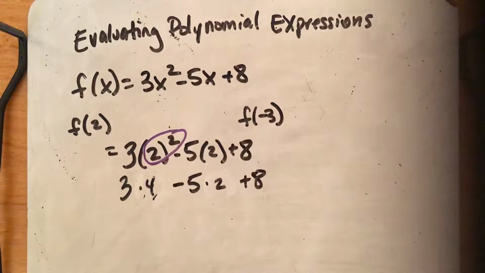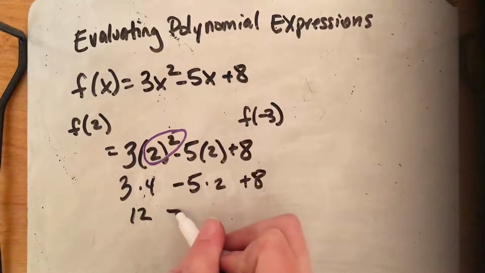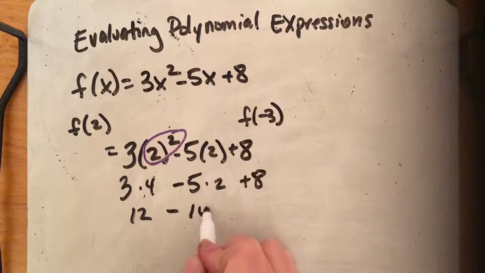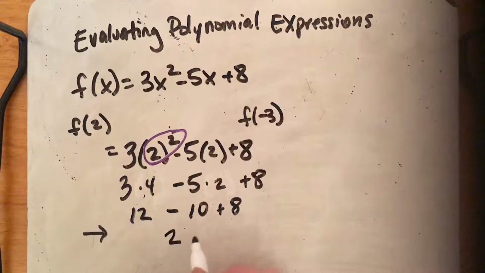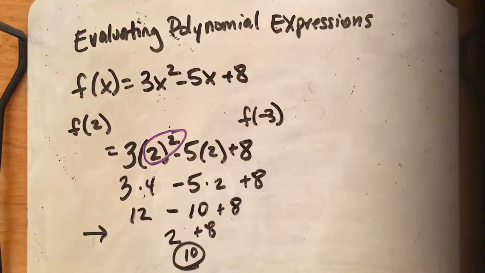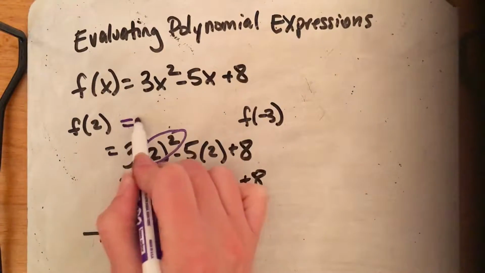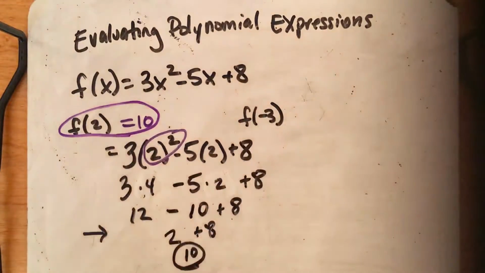Okay. So next is multiplication in my order of operations. So 3 times 4 is 12, minus sign, 5 times 2 is 10, plus 8. So next in the order of operations, I just have adding and subtracting left over. So I'm just going to go from left to right. So 12 minus 10 is a 2, and I'm going to copy my plus 8. So my final result for f of 2 is going to be worth 10, and I'll put that back up here.